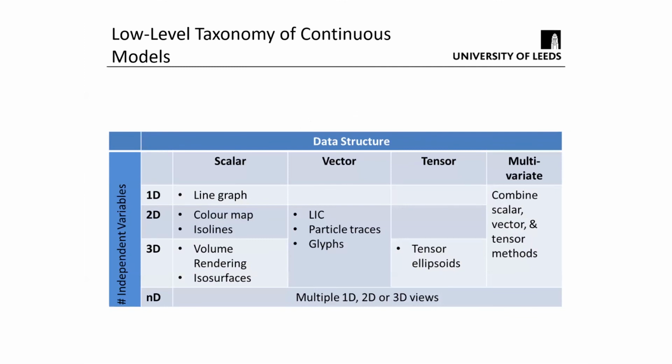So here we have a taxonomy of continuous models. So we've got the 1D is a scalar line graph. 2D, Colormap, isolines. LIC is a lookup table or a particle tracer, glyphs. 3D, we've got volume rendering, isosurfaces. We've got tensors we can also see in 3D. And then ND, we've got multiple views or animations. So this is how the data structure limits what you can use in terms of filters or visualization modules.